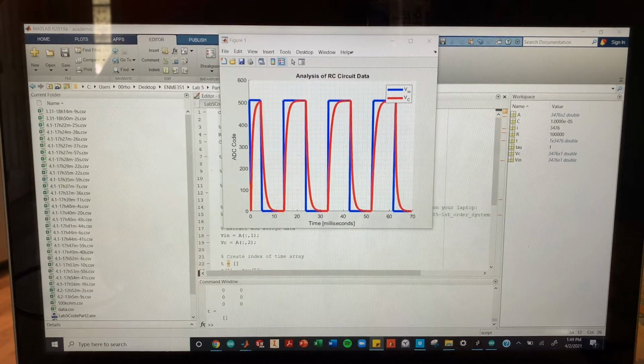As you can see, the 100 kiloohm resistor takes longer to charge and discharge in comparison to the 10 kiloohm resistor, as mentioned. This is because the 10 kiloohm resistor has a lower time constant magnitude.